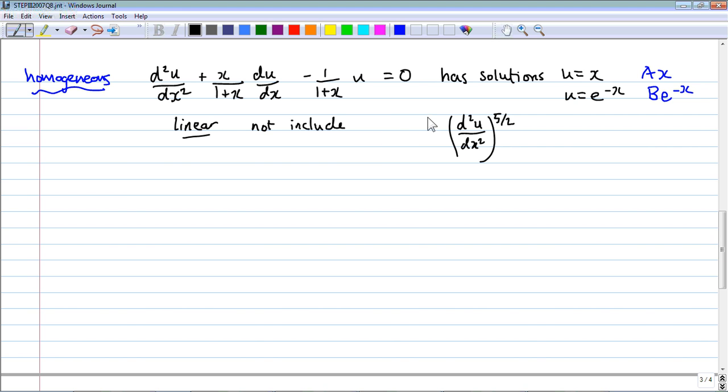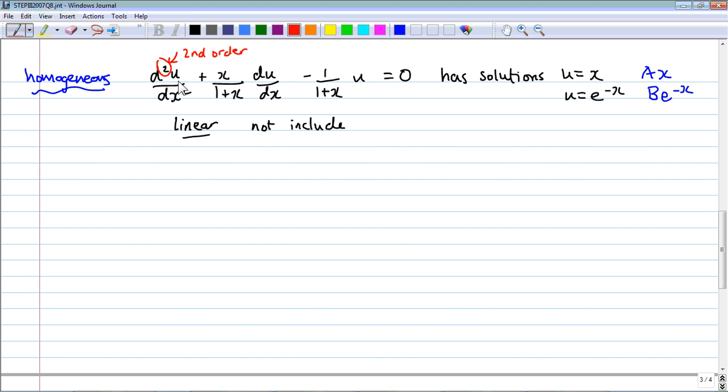The order of the differential equation is the highest derivative. So here this is second order because the highest derivative is 2. So you can have differential equations which are, let's say, second or third order, but are not linear if they have powers of the derivatives.